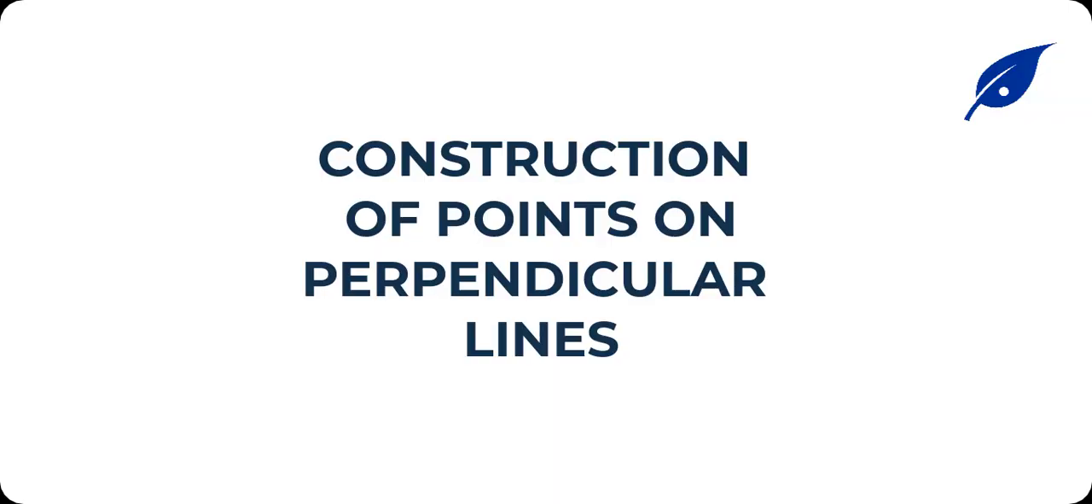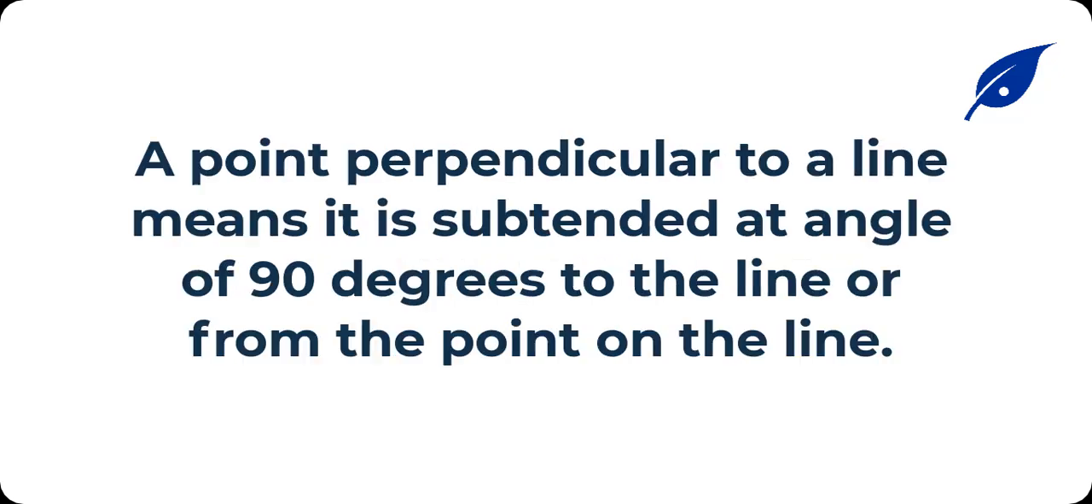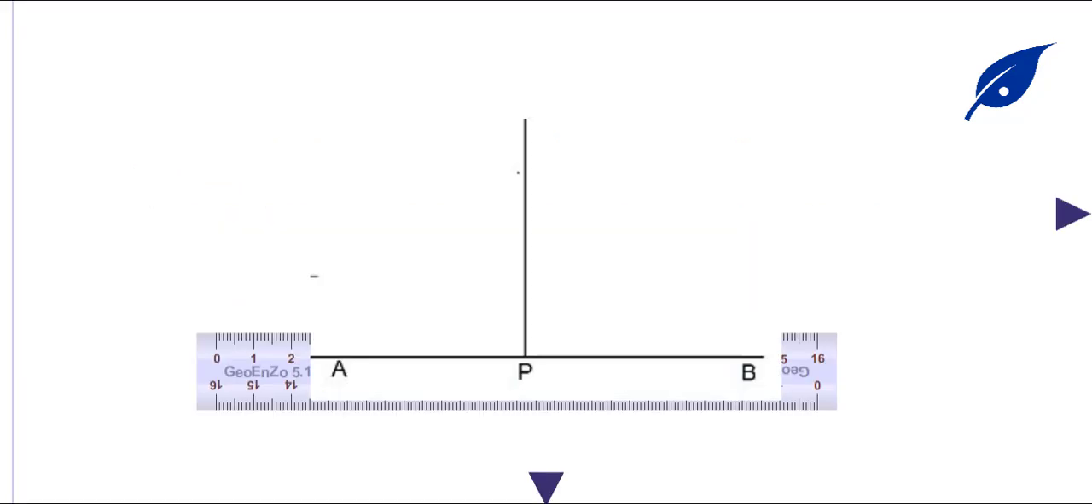In this lesson, we shall consider a point perpendicular to a line, or a point that is perpendicular on a line. The meaning of perpendicular is a point that subtends an angle of 90 degrees on a line, or at an angle of 90 degrees to the line. We shall consider the first part of the construction.